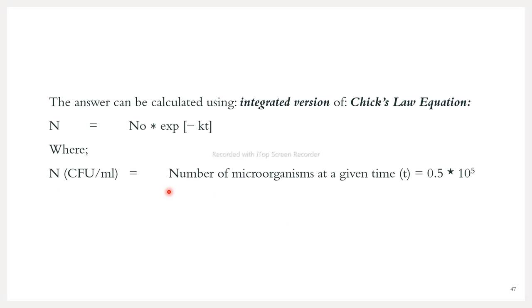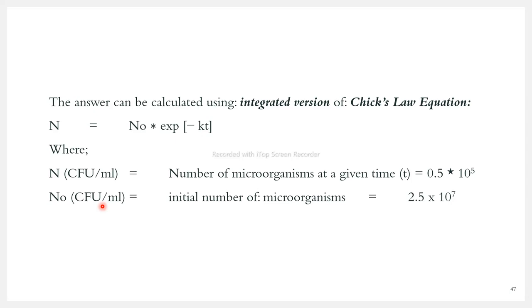So this N is colony forming units per ml. It is the number of microorganisms at a given time t, equal to 0.5 × 10^5. N0, again in colony forming units per ml, is the initial number of microorganisms. The value is given again in the question as 2.5 × 10^7.